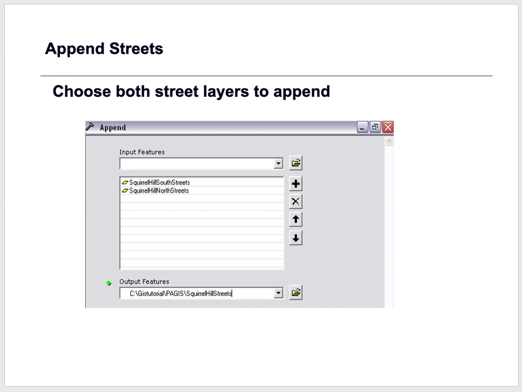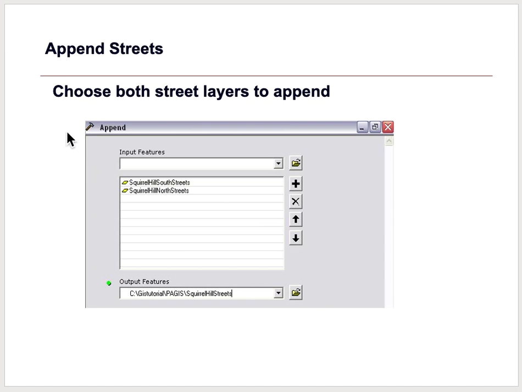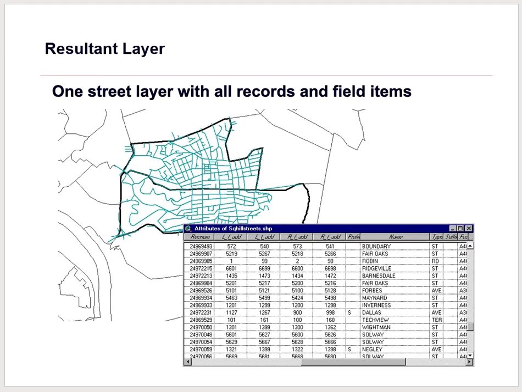So specifically for these two street layers, you click on the append geoprocessing tool. For input features, you will put the two layers. So again, we have Squirrel Hill South and then Squirrel Hill North, and our output feature is what we just saw earlier. Again, we'll see it here in this next slide. This is one street layer with all records and field items in our attribute table.